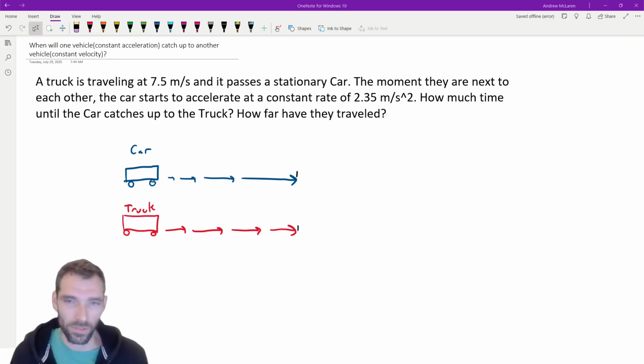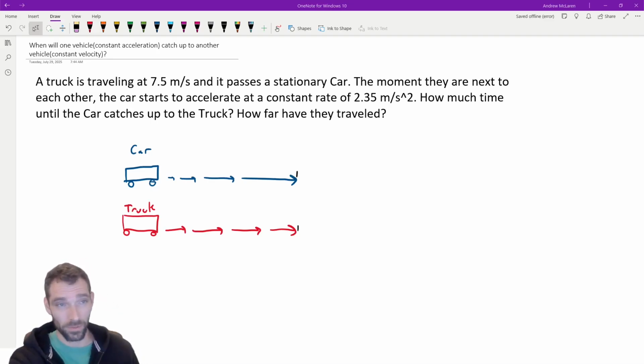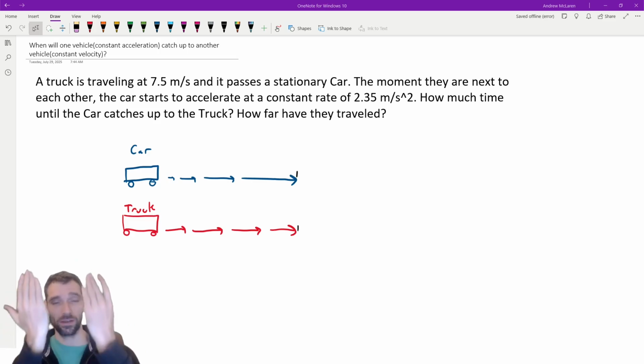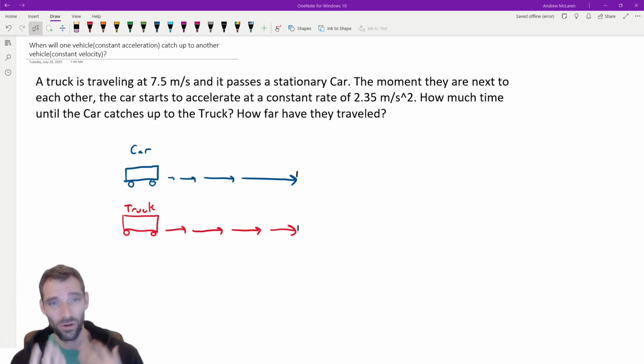Hi, my name's Andrew McLaren, and I want to help you out with problems where you have something moving at constant velocity, another thing moving at constant acceleration, trying to figure out when they get to the same distance or how much time it takes for one to catch up to the other one.